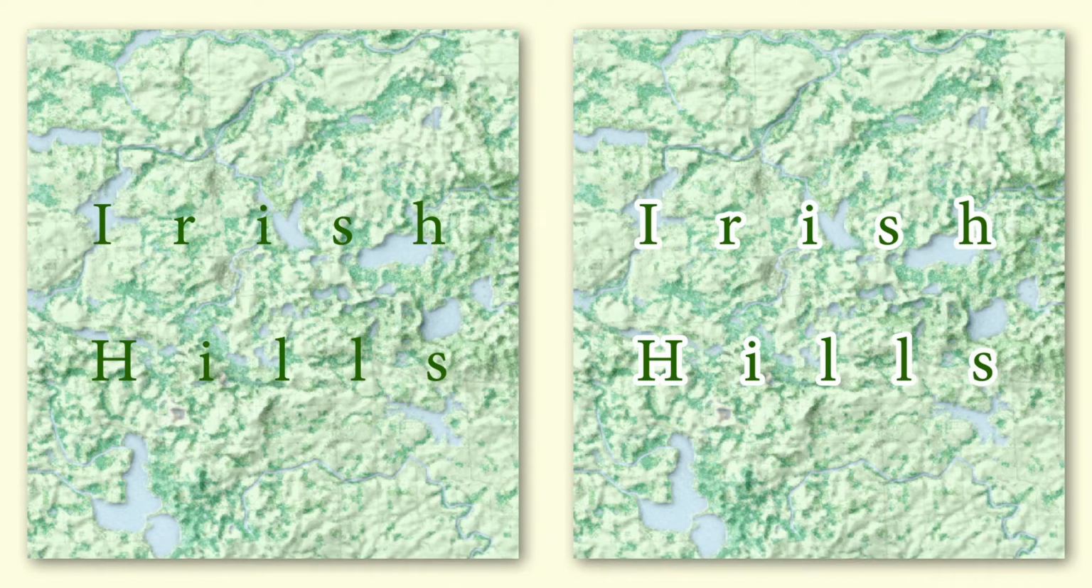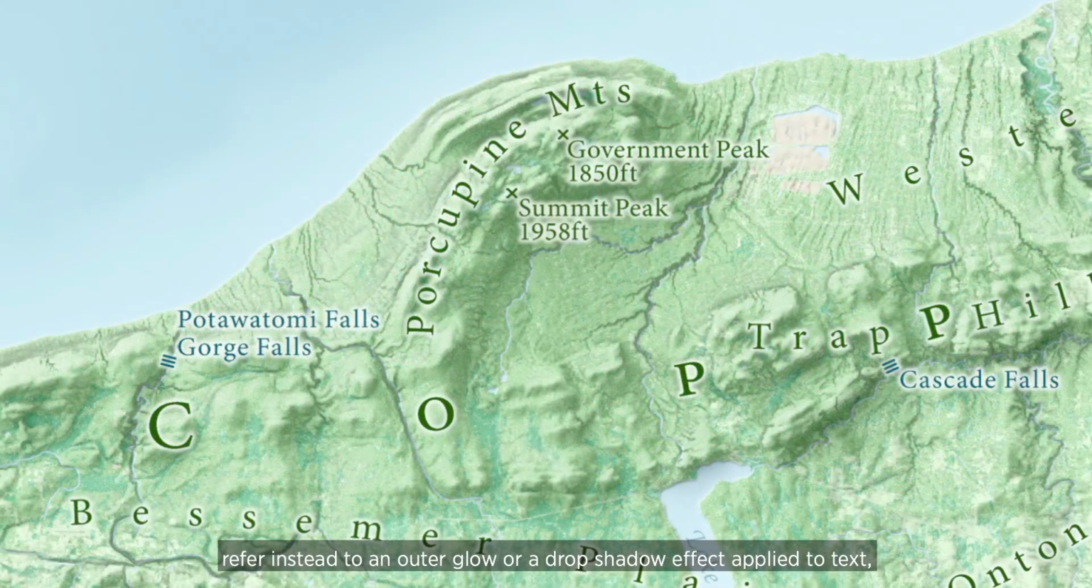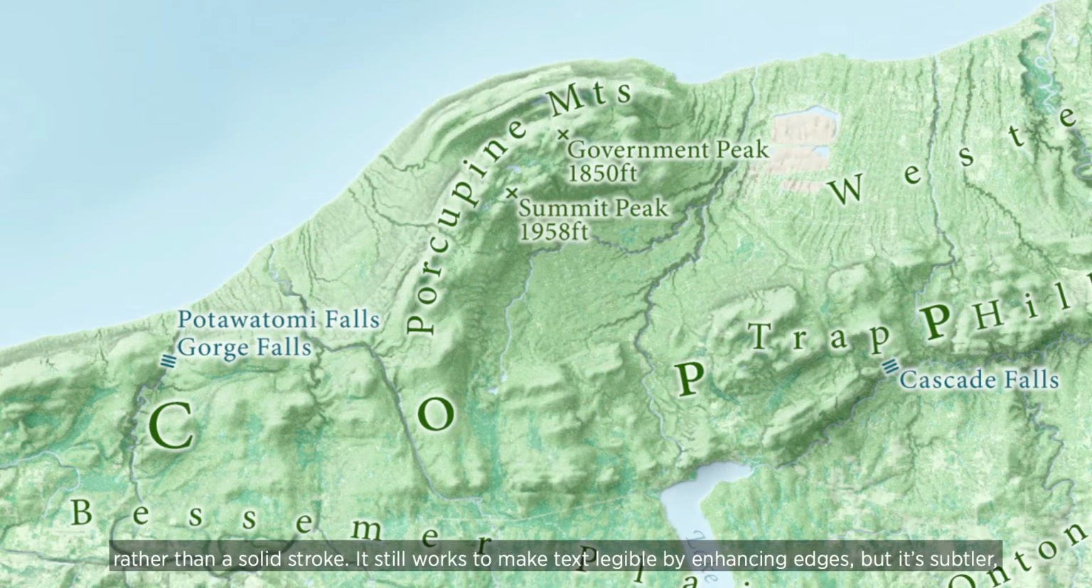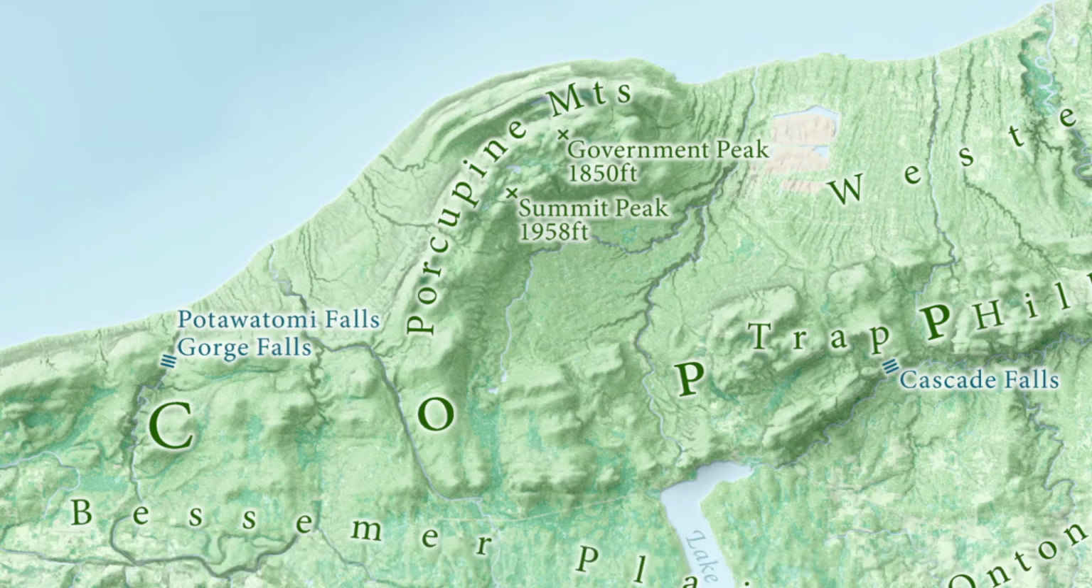easier to pick out. Sometimes people use the term text halo to refer instead to an outer glow or drop shadow effect applied to text rather than a solid stroke. It still works to make text legible by enhancing edges, but it's subtler, and in this example I've actually exaggerated it just a bit to make it easier to see. Using an outer glow instead of a stroke draws less visual attention because there are fewer edges. There's still a strengthened edge between the text and the rest of the map, but now there's no hard edge between the halo and the background. That's been made to gradually fade away.